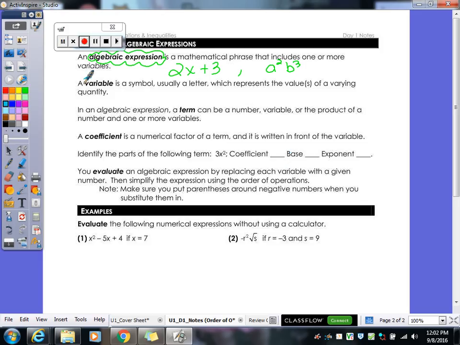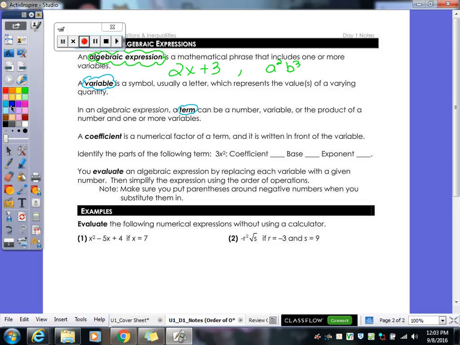We all know a variable. A variable is a symbol that we use when we don't actually know what the number is, so we just put it in there. We could use a smiley face instead of a letter, but New York State prefers us to use letters, so that's what we use. In an algebraic expression, a term can be a number, variable, or the product of a number or variable. And you can have more than one variable in there.